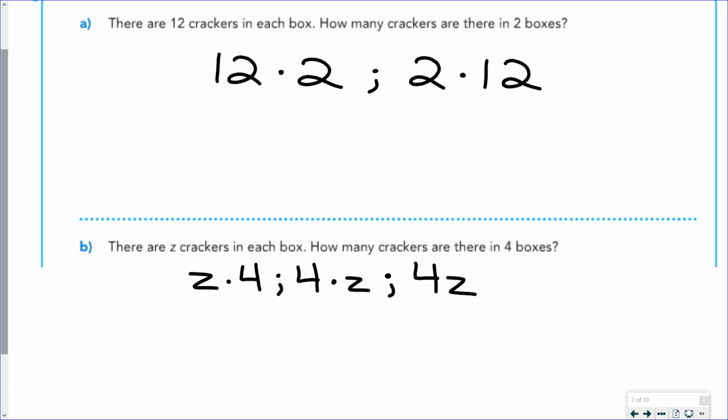Now, a couple things with this. Number 1, it has to be algebraic. You cannot write it this way with a numeric expression, and the number must go first. So you must write 4z. You cannot write z4.